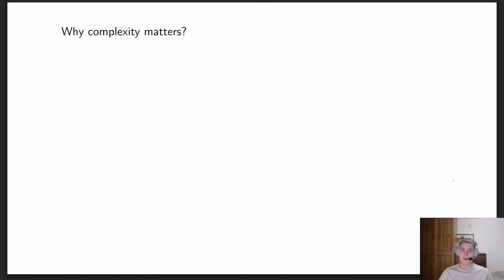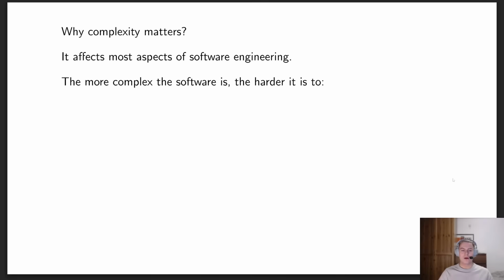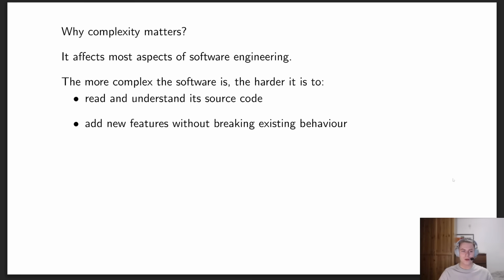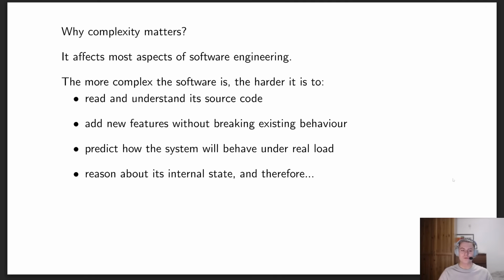So why does complexity matter? The main reason here is quite simple. It affects most of the aspects of software engineering. The more complex the software is, the harder it is to read and understand its source code, add new features without breaking existing behavior, predict how the system will behave under real load, reason about its internal state, and therefore debug it when something inevitably goes wrong.